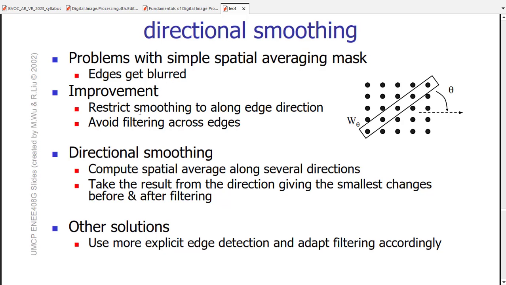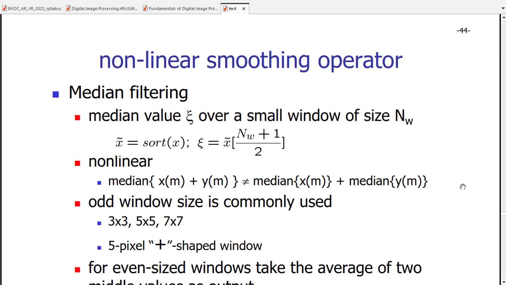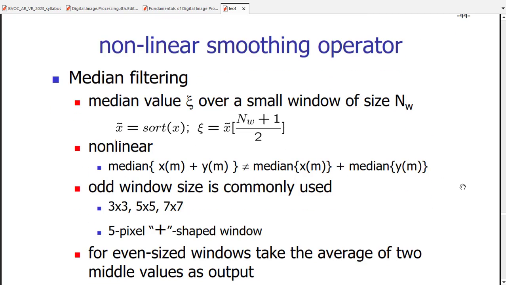The improvement is to restrict the smoothing to along the edge direction, to avoid filtering across the edges. So for directional smoothing, compute the spatial average along several directions and take the result from the direction giving the smallest change before and after filtering. Another solution is using explicit edge directions and adaptive filtering accordingly.